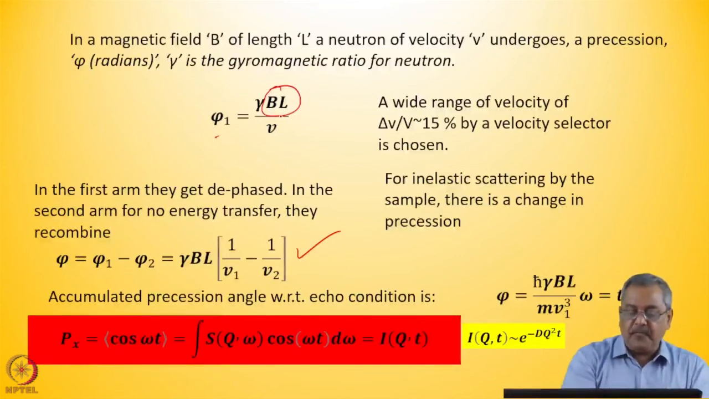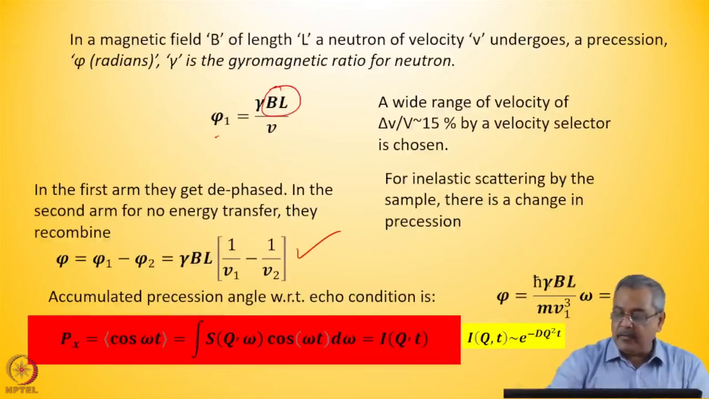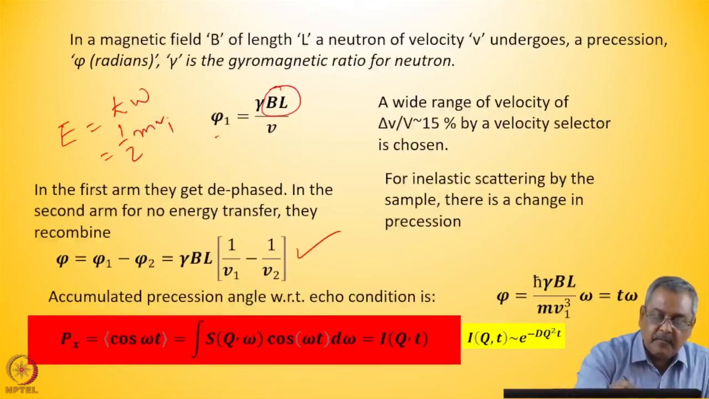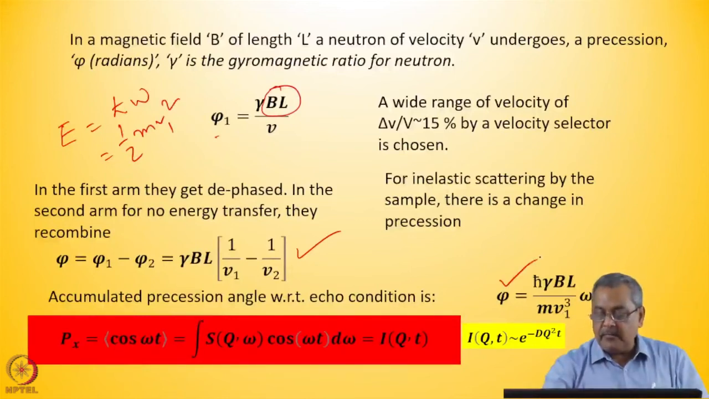For this phi difference, they are exactly the same in resonance, and for that I can write in terms of energy exchange h cross omega. So I multiply the numerator by h cross omega and the denominator by half m v1 square, which is the energy of the neutron. So E equal to h cross omega in elastic condition equal to half m v1 square. So I get this expression. The phase phi due to precession in radians is given by this expression. This is nothing but T omega.